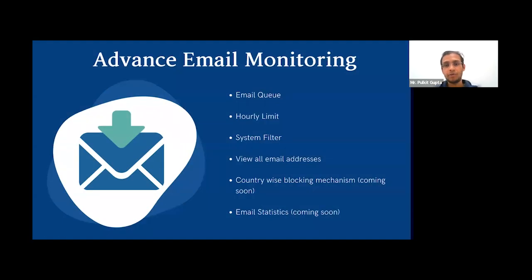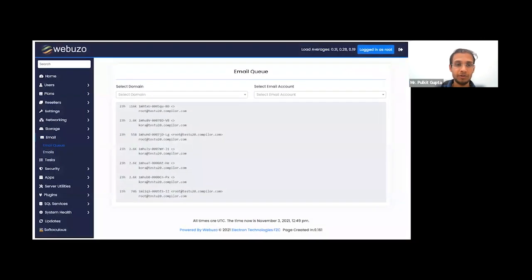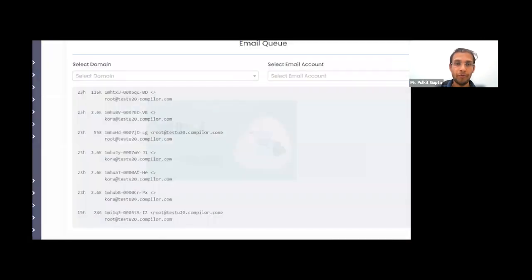We also have email monitoring at the admin level. We have hourly limits option. You can view the email queues. You can create system level filters at the same time. Manage all the email addresses on the system, and a country-wise blocking mechanism has been added. So this is a screenshot of the email queue.